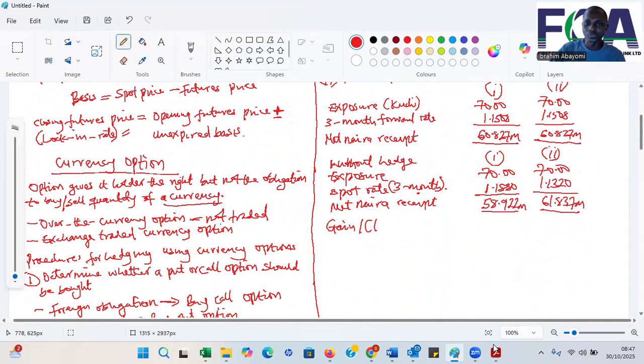So what is the gain or loss? Now, I hedge using forward contract. Therefore, I receive 60.827. If I did not hedge, I would have received 58.922. So what's the gain? I gain. That is 60.827 minus 58.922, that is 1.905.